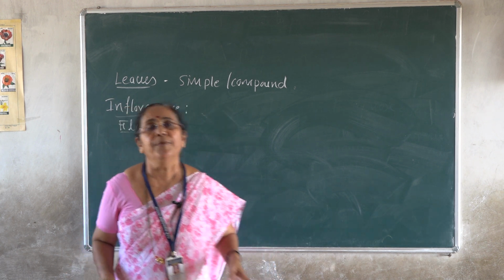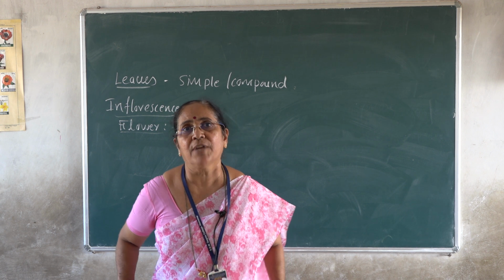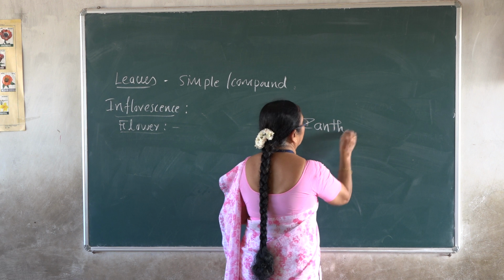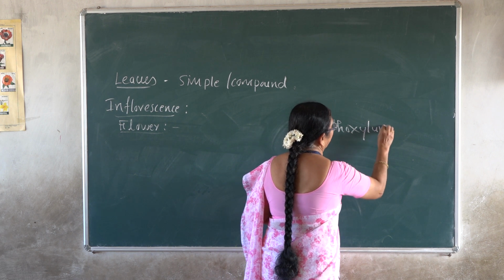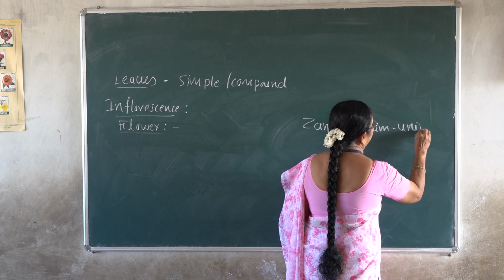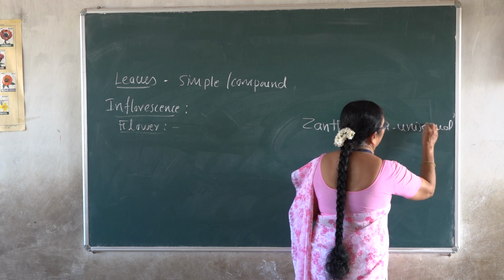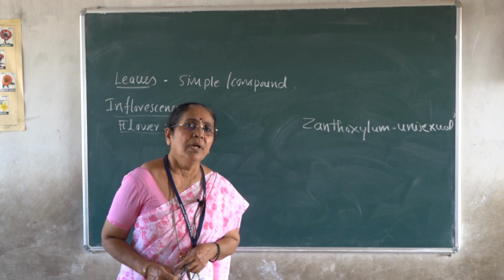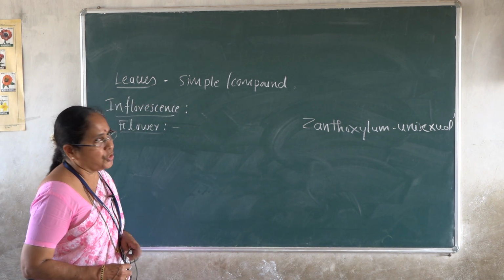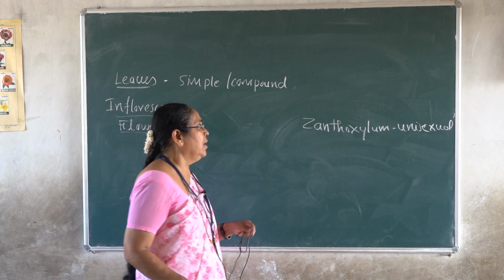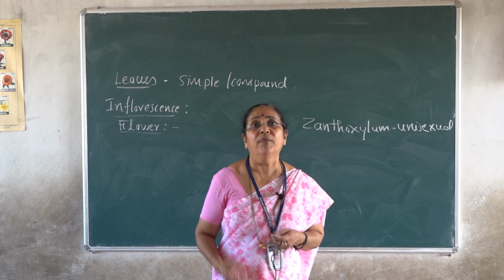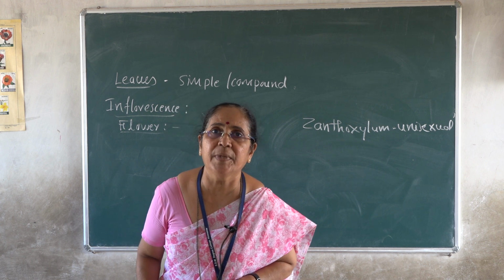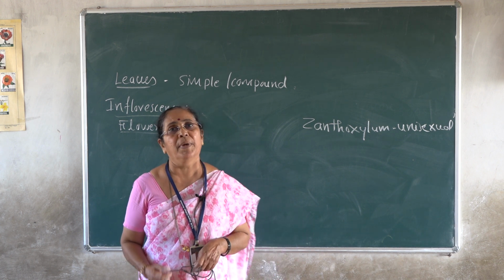Bisexual, very rarely unisexual. Unisexual flowers are found in Xanthoxylum. Xanthoxylum is a plant where the flowers are unisexual, otherwise the flowers are bisexual. So the flowers are pedicellate, actinomorphic, bisexual, rarely unisexual, hypogynous in nature because ovary is situated on the top of the thalamus. Generally it is pentamerous except in the number of carpels because the carpel number may be more.